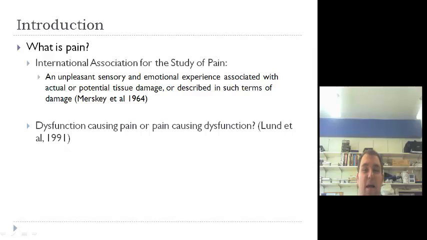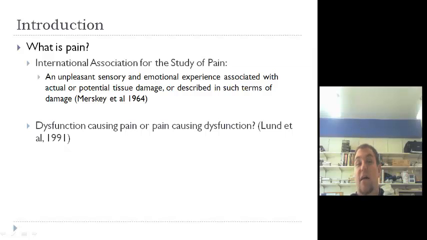I did finally find it in a research study from back in 2007. I think in my first presentation, I also had this Lund et al. definition: dysfunction causing pain or pain causing dysfunction. I like both definitions. The dysfunction causing pain or pain causing dysfunction is up my alley with what I'm interested in with some of the SFMA, FMS type stuff. So I think that's why I like that definition.